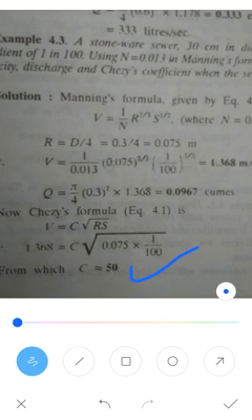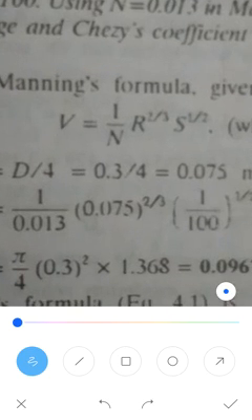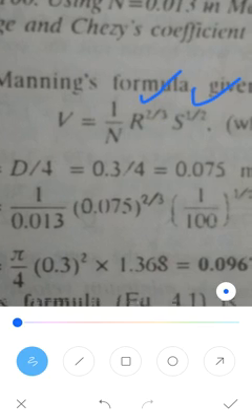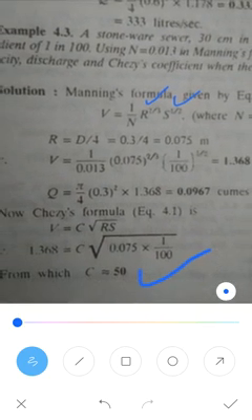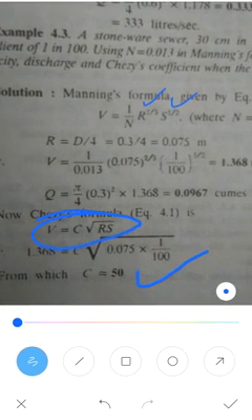One, you have to remember Manning's formula. You will only get confused with the powers of R and S. R is 2 by 3, S is 1 by 2. After remembering Manning's formula, you have to remember Chezy's formula: V is equal to C into root of RS.